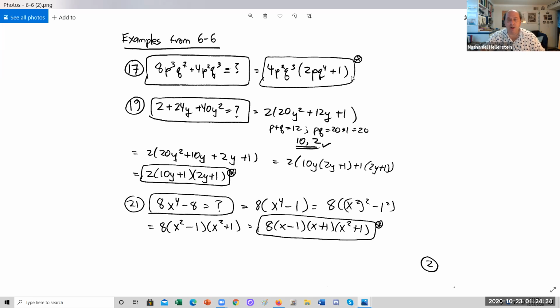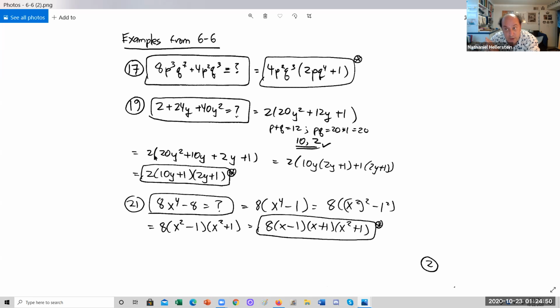All right, to factor this, we'll need the AC method. So we'll need P and Q, whose sum is the middle coefficient, 12, and whose product is A times C. That's 20 times 1 makes 20. Now, long story short, 10 and 2 work. Their sum is 12, their product's 20. So we'll write this 12y as 10y plus 2y.